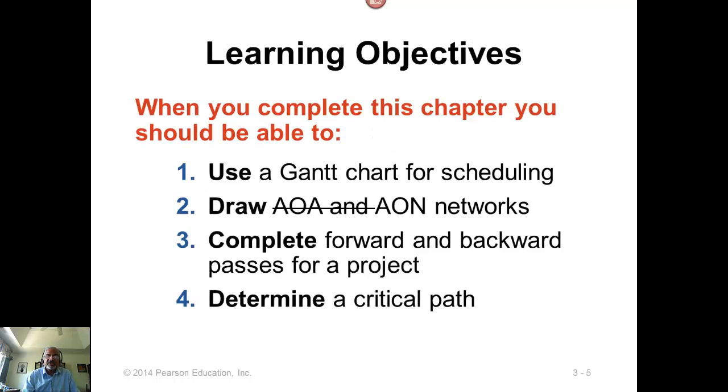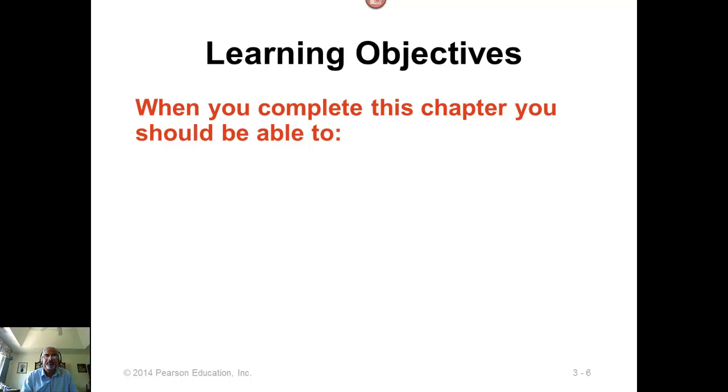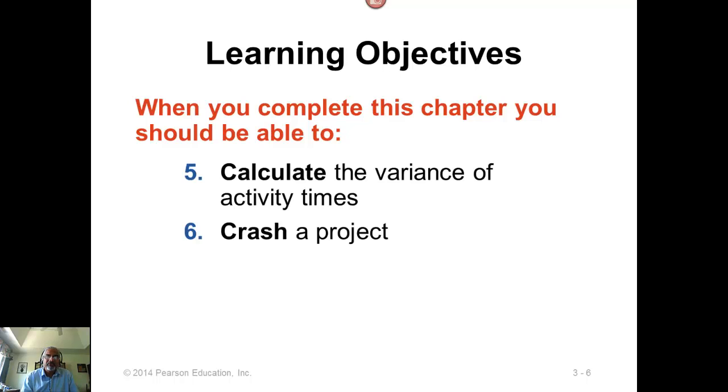When we are done with the chapter, you will be able to use Gantt chart for scheduling. You'll be able to draw what are called AON networks. We will not be discussing AOA. You will be able to come up with forward and backward schedules for a project, determine the critical path, calculate variance of activity times and probabilities, and crash a project.